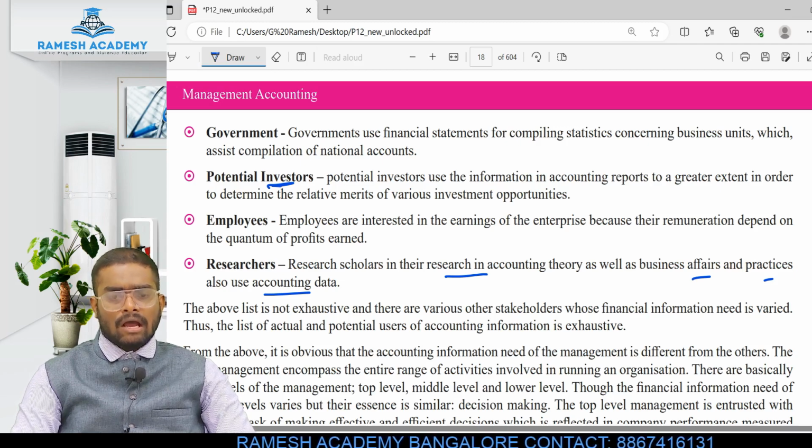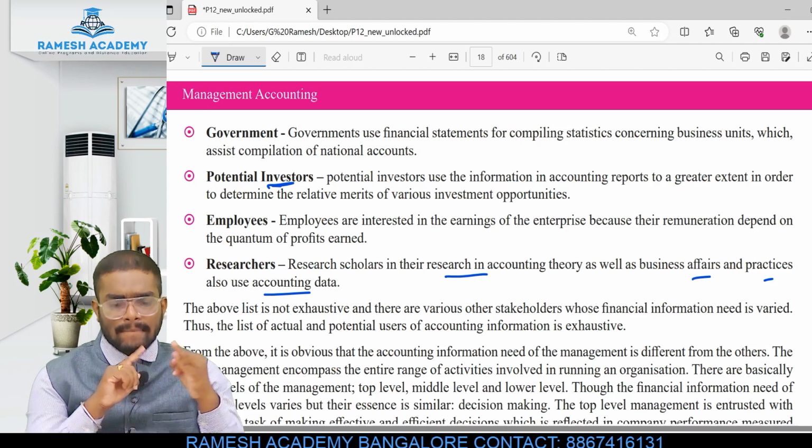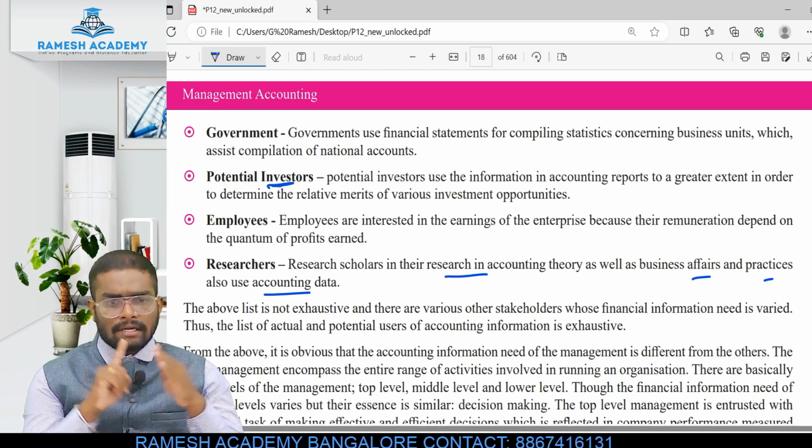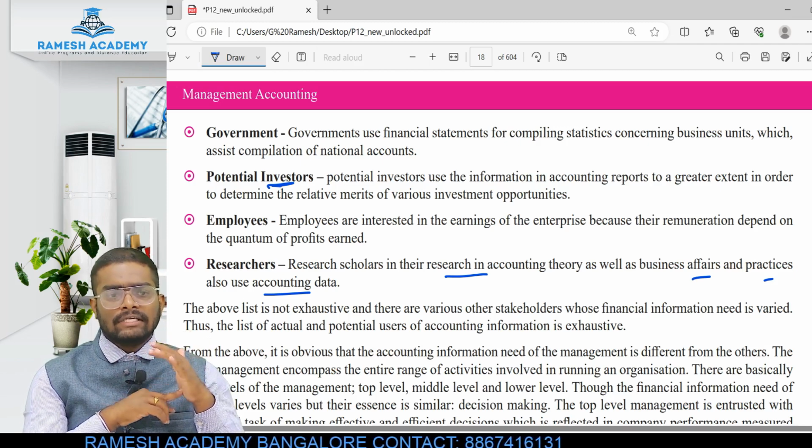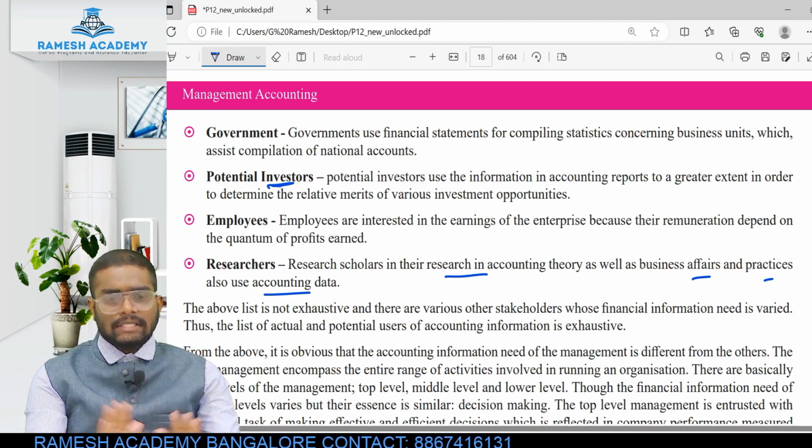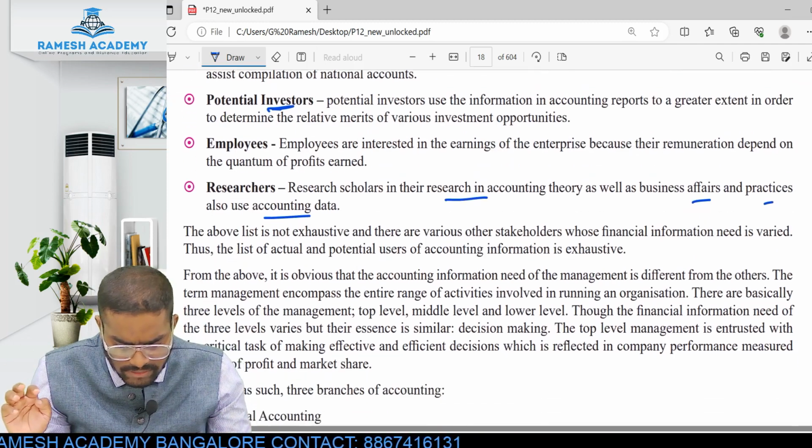So who are those persons who will be requiring the accounting information? Owners, managements, creditors, regulatory authorities, government, potential investors, employees and researchers. These are the persons who will be requiring information.